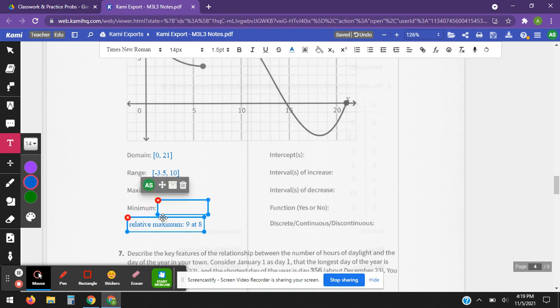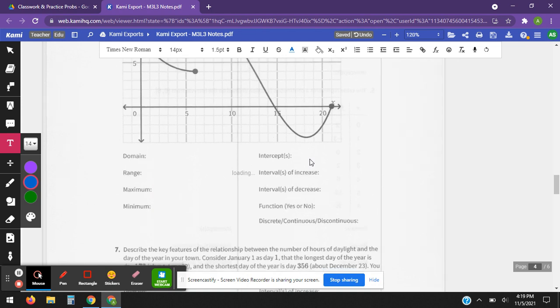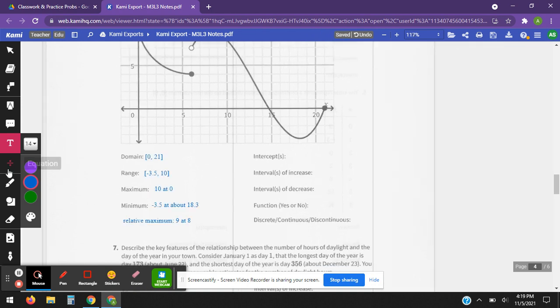All right, minimum. The -3.5 is at, let's see, 3.5, 18. Actually, it looks like it's a little past 18. Let's do like 18.3. 18.3, about. I might actually write an about here. About 18.3.